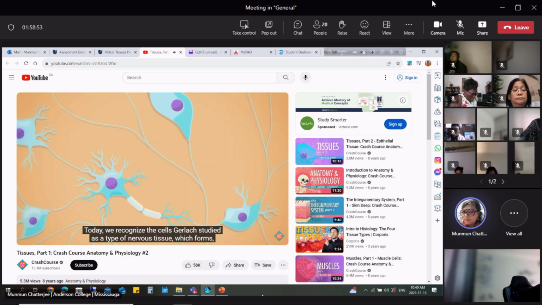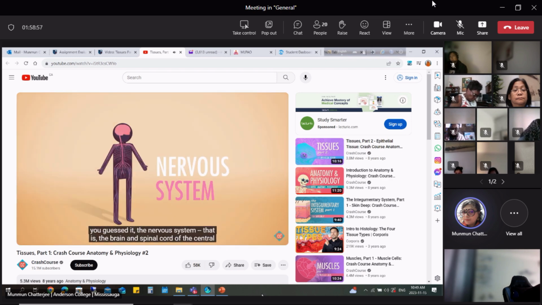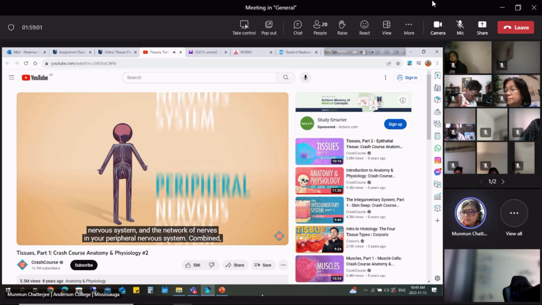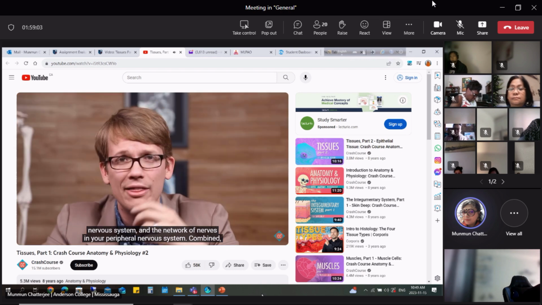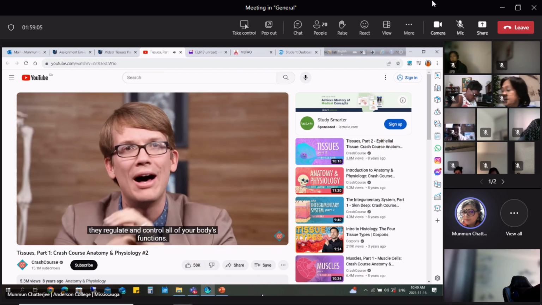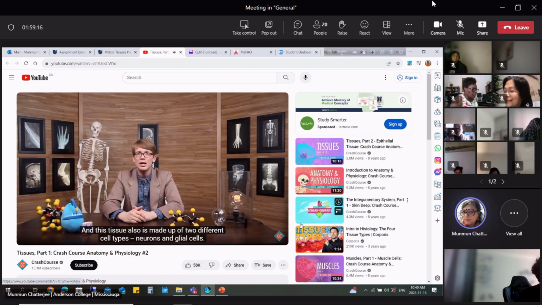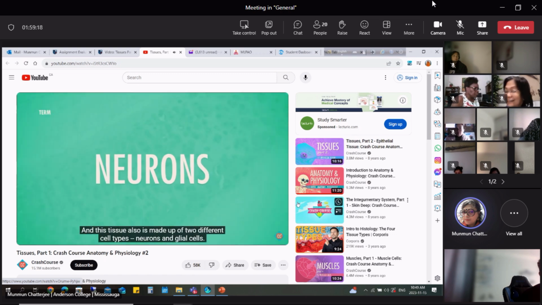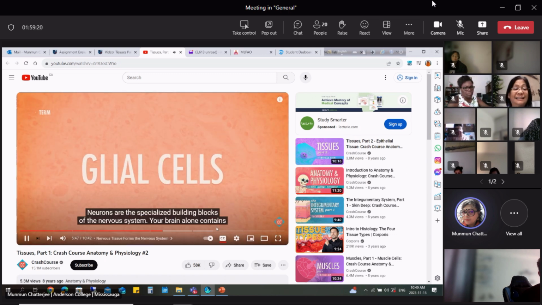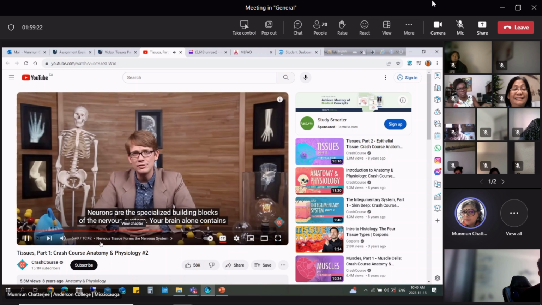Today, we recognize the cells that Gerlach studied as a type of nervous tissue, which forms, you guessed it, the nervous system. That is, the brain and spinal cord of the central nervous system and the network of nerves in your peripheral nervous system. Combined, they regulate and control all of your body's functions. That basic nervous tissue has two big functions: sensing stimuli and sending electrical impulses through the body, often in response to those stimuli. And this tissue also is made up of two different types of cells, neurons and glial cells. Neurons are the specialized building blocks of the nervous system.